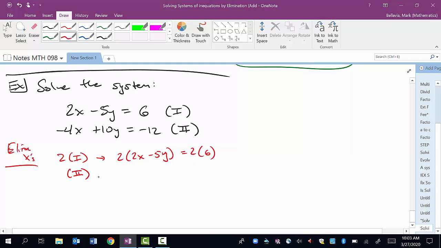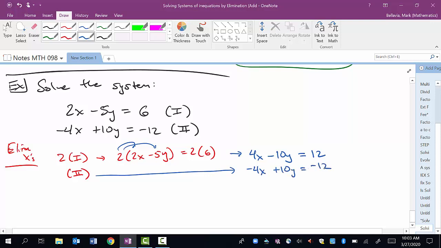And then we'll distribute through that. 2 times 2x will give me 4x. 2 times negative 5y gives me negative 10y equals 2 times 6, which is 12. And equation 2 doesn't change because we already have the coefficient we need. So this is just negative 4x plus 10y equals negative 12. So it's the same equation 2 we had at the beginning.